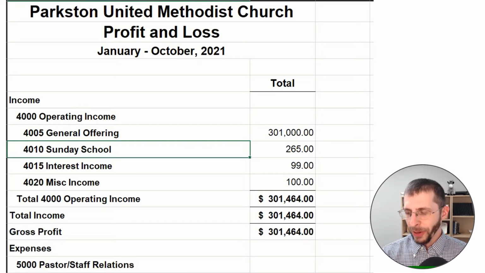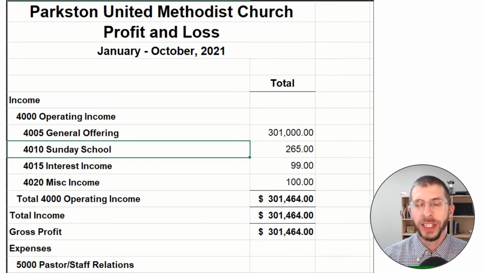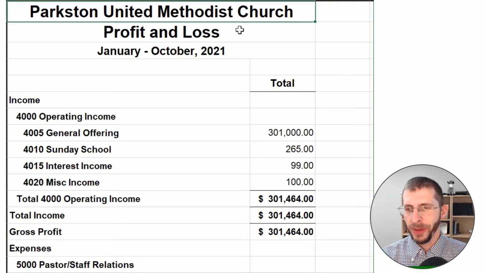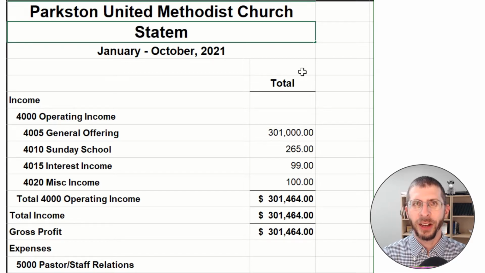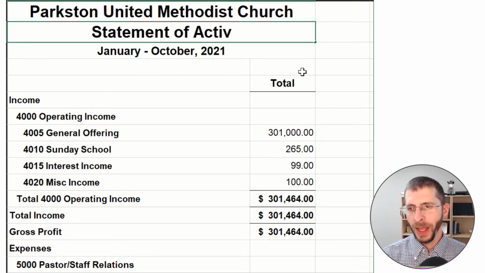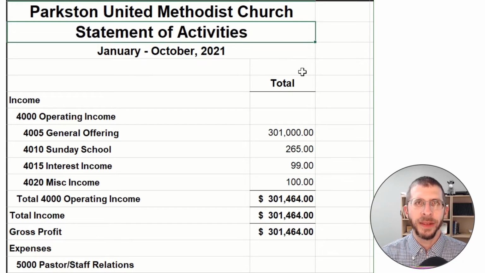All right, so now we have a fake church financial statement. This is for Parkston United Methodist Church. So if anybody wants to start a church in Parkston, I have some chart of accounts for you as well as a financial statement. And I'll put a link to that in the description. By the way, by default, this is called a profit and loss in QuickBooks. And that's where I set it up. I could have changed it to statement of activities or income statement, and that would have been fine.